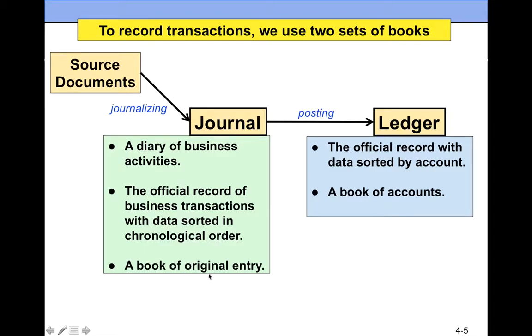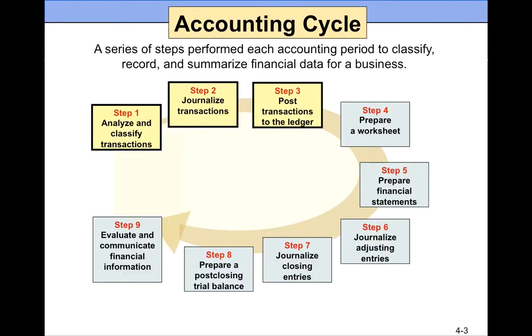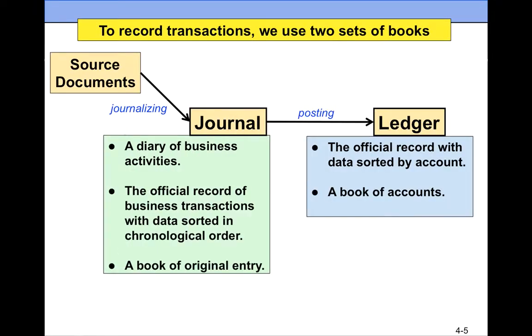And guys, it's a book of original entry, meaning this is the first time we are entering our financial information into the accounting cycle. Our analysis of business transactions, what we did in step 1, was done in our head or on a piece of paper, but now officially we enter our financial information for the first time. So if I make any mistake in the journal, then that error will go into all other steps of the accounting cycle.